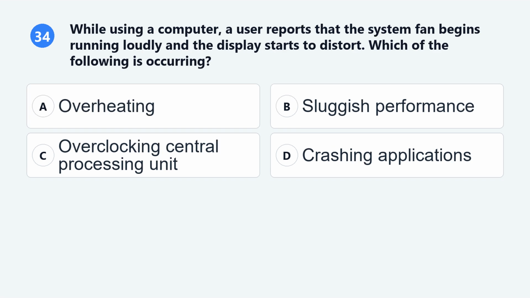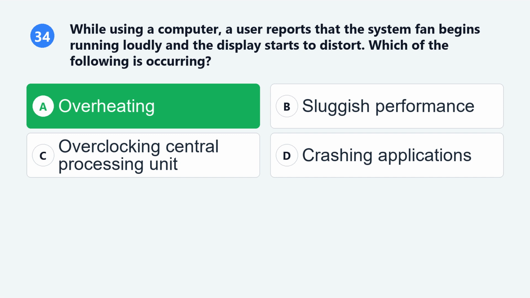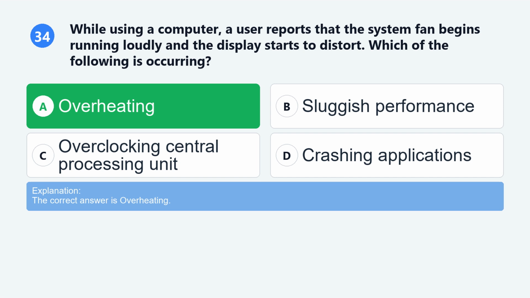Question 34. While using a computer, a user reports that the system fan begins running loudly and the display starts to distort. Which of the following is occurring? Option A. Overheating. Option B. Sluggish performance. Option C. Overclocking central processing unit. Option D. Crashing applications. The correct answer is option A. Overheating.